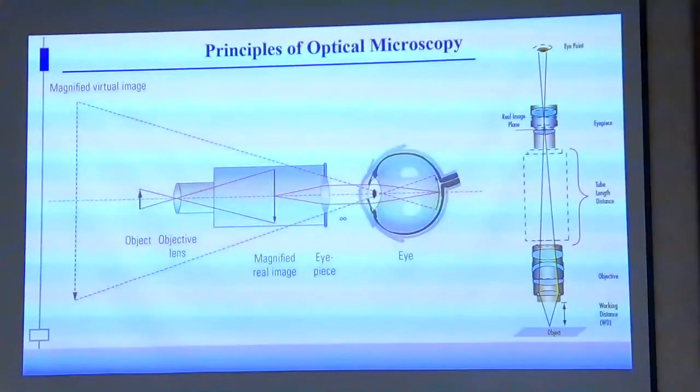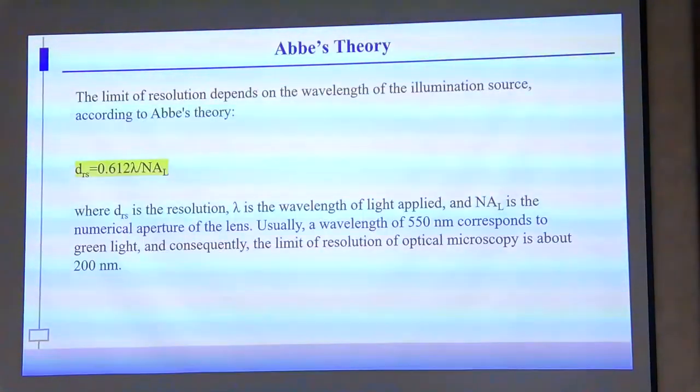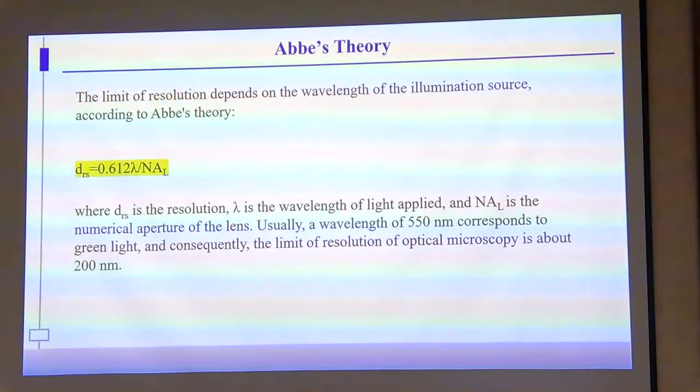The question that I asked you previously, why do we have a resolution limit of 200 nanometer? That's based on Abbe's theory. So according to this theory, the resolution will be equal to 0.612 lambda divided by NA, where R is the resolution, lambda is the wavelength of the light, and NA is the numerical aperture of the lens.